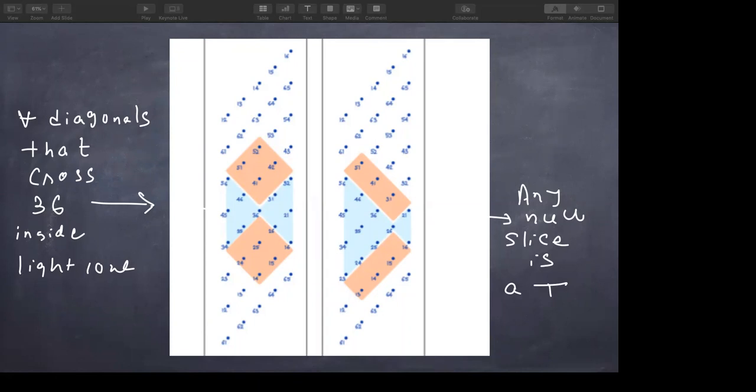The reason this is an interesting structure is that if you look at the diagram on the left, both of these are called, by the way, causal diamonds. If you take the diagram on the left and look at 3, 6, which is the vertex sitting at the intersection of all the shaded regions, then all the diagonals that cross 3, 6 in the hexagon are strictly inside the light cone. For example, 2, 5 crosses 3, 6, so it's inside the light cone.